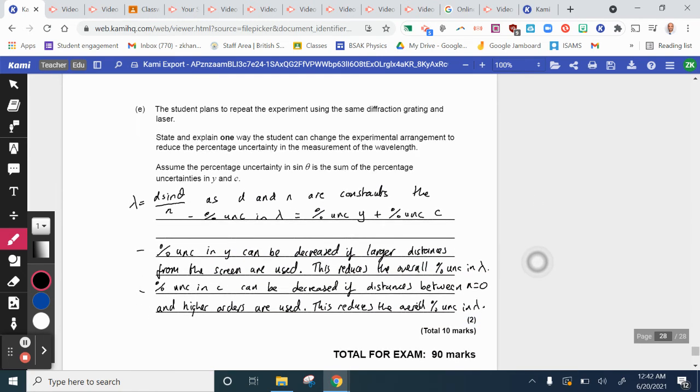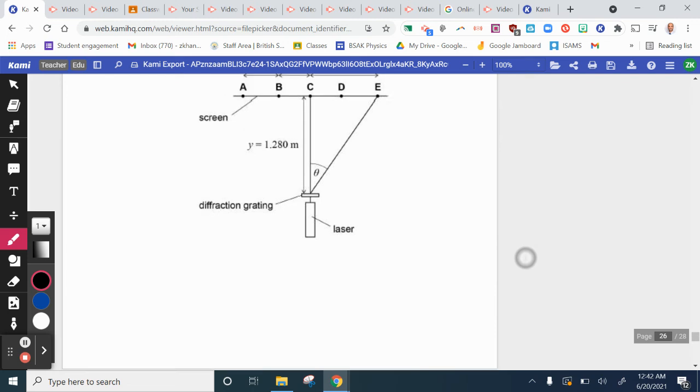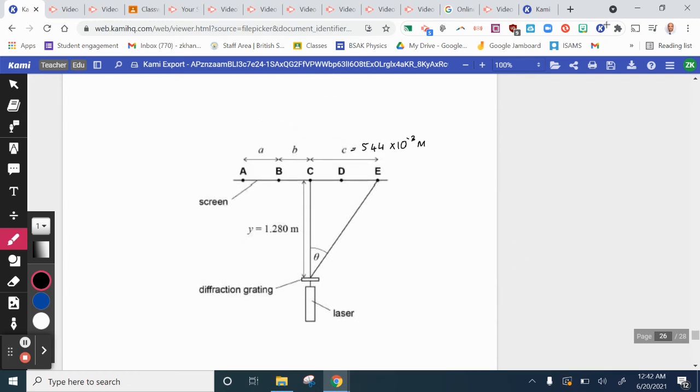Part E, the final question. The student plans to repeat the experiment using the same diffraction grating and laser. State and explain one way the student can change the experiment arrangement to reduce the percentage uncertainty in the measurement of the wavelength. Assume that the percentage uncertainty in sine theta is the sum of the percentage uncertainty of y and c. So what is y and what is c? So the percentage uncertainty in sine of the angle is the percentage uncertainty of that and the percentage uncertainty of that.